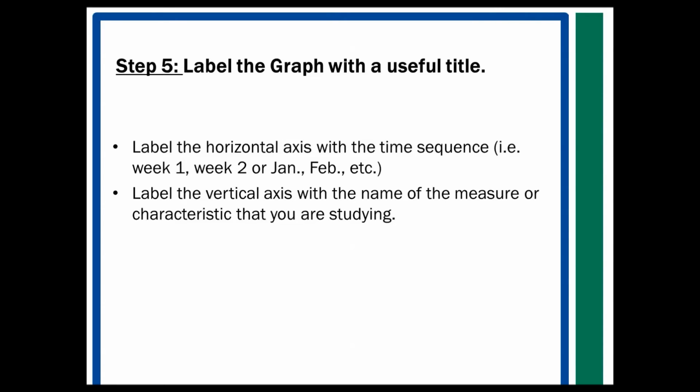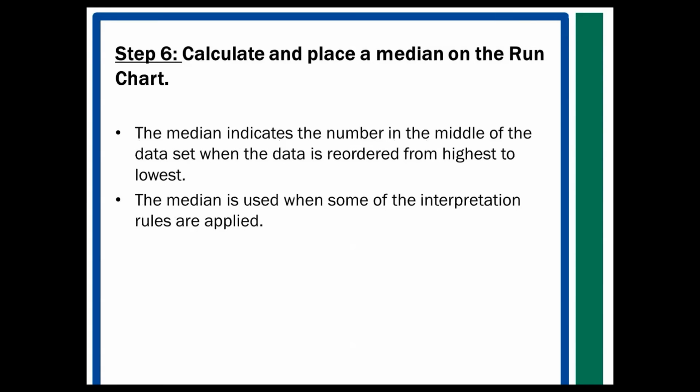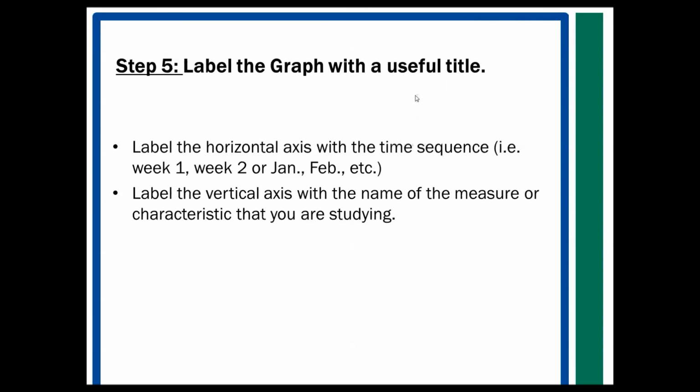Thinking that if you're doing multiple PDSAs in a clinic and you want to look back and find something that you've previously measured, it's really useful to have the graph labeled not only with what measurements are included, but sometimes when you ran them as well. So if you're going to run the same test of change again next year, you might want to have the year written in there. So again, you put your horizontal axis, with your time sequence, and your vertical axis with the name of the measure that you're studying.